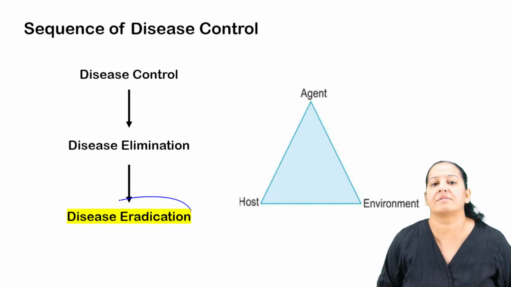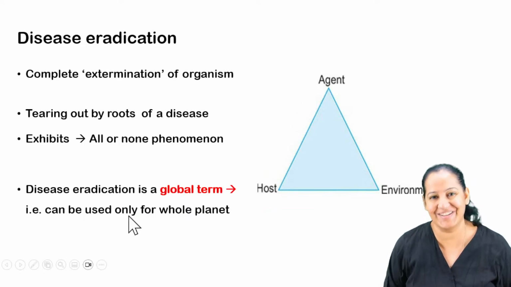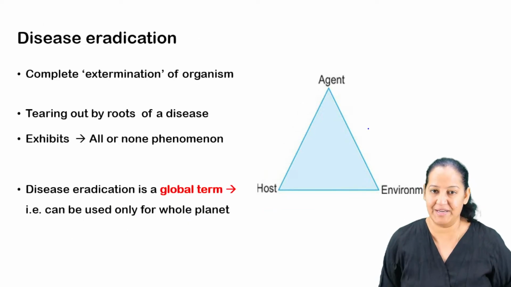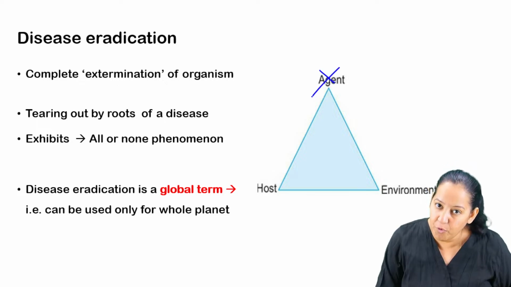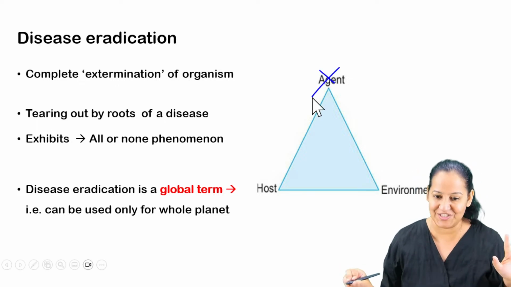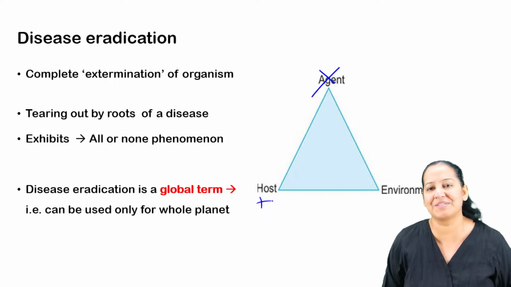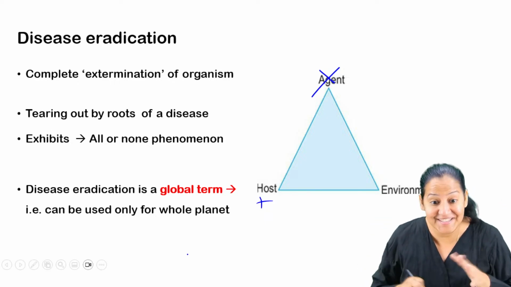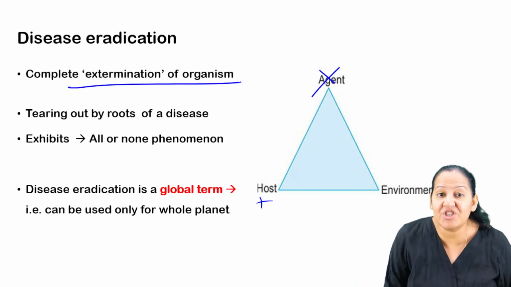The third and the last is eradication. Can I start eradication? See, everyone on the screen here, the agent is removed from the environment. In the environment there is no agent, it's extermination. Only host is present in the environment. Agent is absent. Agent is absent. There is extermination of the agent.